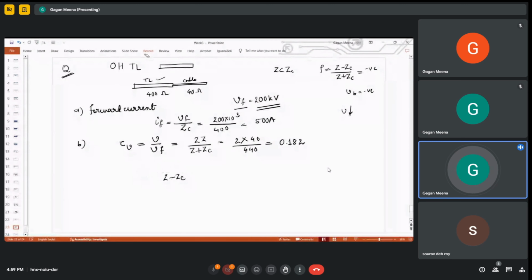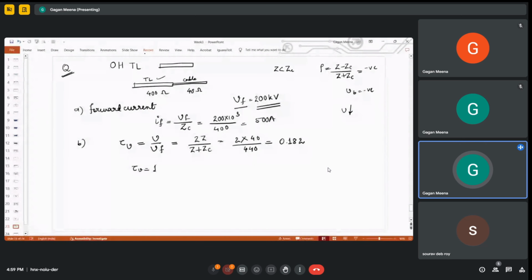Or we also know that tau V equals 1 plus rho V. So we can calculate rho V, the reflection coefficient for voltage, as tau V minus 1, which is 0.1818 minus 1. So it is minus 0.8181.